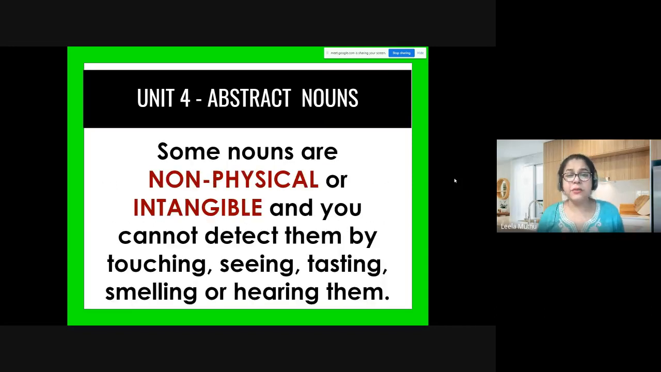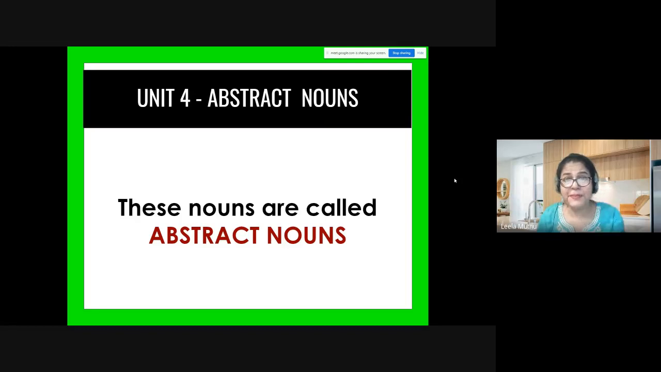So some nouns are non-physical. You hear of the word, but you can't see it, you can't touch it, it's intangible, and you cannot detect them by touching, seeing, smelling, hearing, feeling. So these are abstract nouns. And once you get the hang of it, it's really fun to figure out the abstract noun for each of the words like adjectives or verbs. It's really fun, believe me.